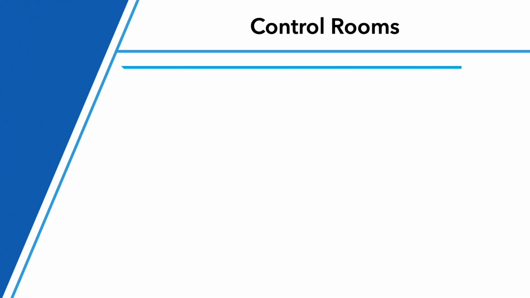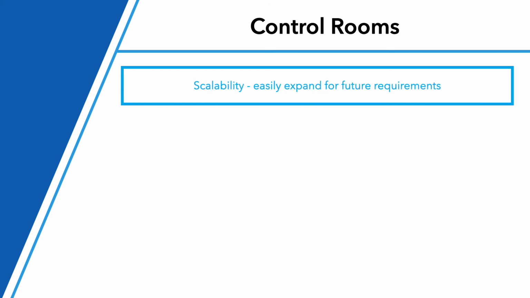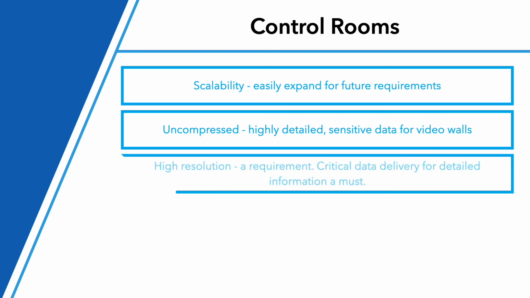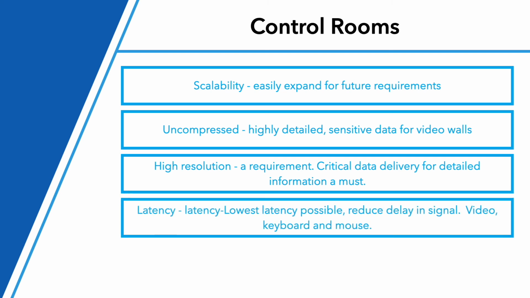Again, control rooms, they want to be able to scale easily, right? They want to be able to add quickly, right? So you put down a transmitter or receiver and you plug it into the network and you're rolling. Uncompressed video, highly detailed sensitive data in control rooms, right? So they need to see uncompressed video with that sensitive data for video walls. High resolution, 4K 60, 4:4:4 per channel on our transmitters and receivers. Lowest latency possible, reduces delay in the video signal. It's an extremely great case for video conferencing, video, keyboard, and mouse control.